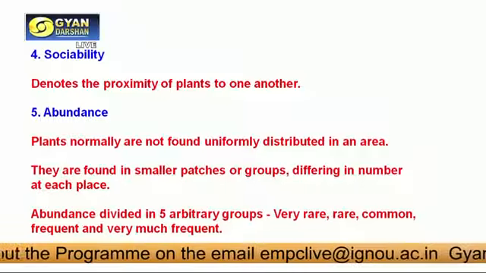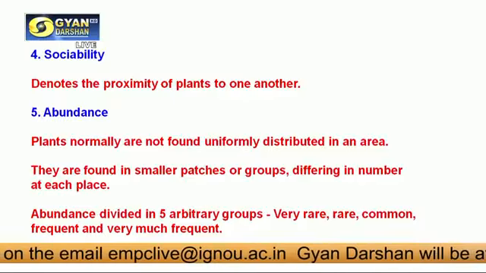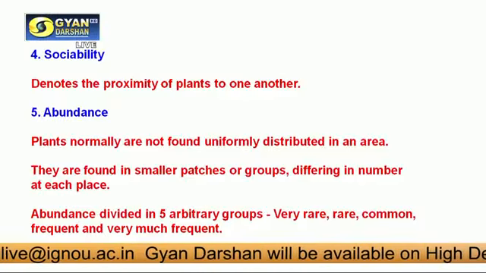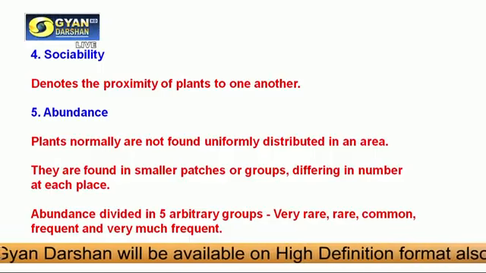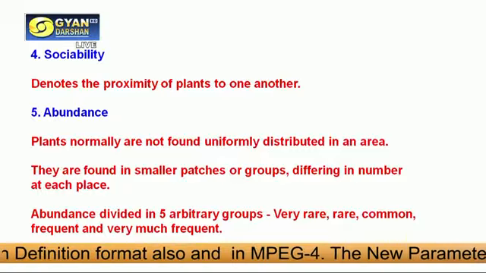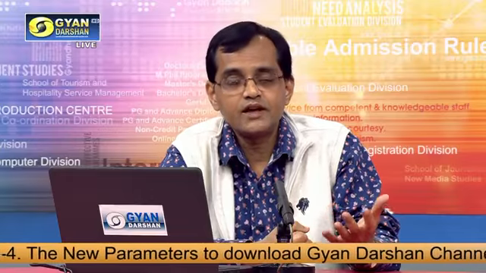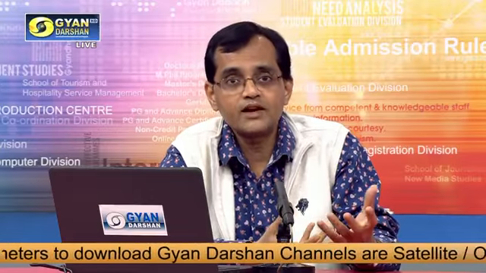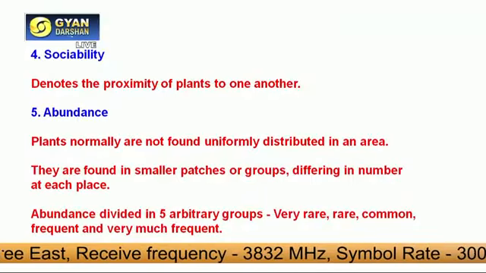Abundance: I have discussed that plants are not found uniformly distributed in an area. They are found in smaller patches or groups, differing in number at each place. Mostly I gave you examples like the mosses, the hepatics like Riccia, they form a rosette. Or mosses, I gave you an idea. Then lichens, these are present in patches, in groups. So abundance is divided in 5 arbitrary groups: very rare, rare, common, frequent, and very much frequent.